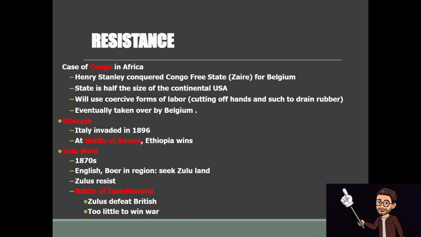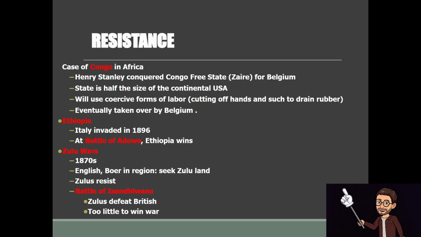So, let's talk about some resistance first, because not everyone's going to take to the Europeans coming on their home, and they're really going to resist. So, Henry Stanley is going to conquer the Congo, which is a free state of Zaire for Belgium. Now, the Congo is about half the size of the continental United States, so it's this huge landmass, right? And since they technically cannot have slaves, they just use this super coercive form of labor. Now, the biggest export for the Congo is rubber.